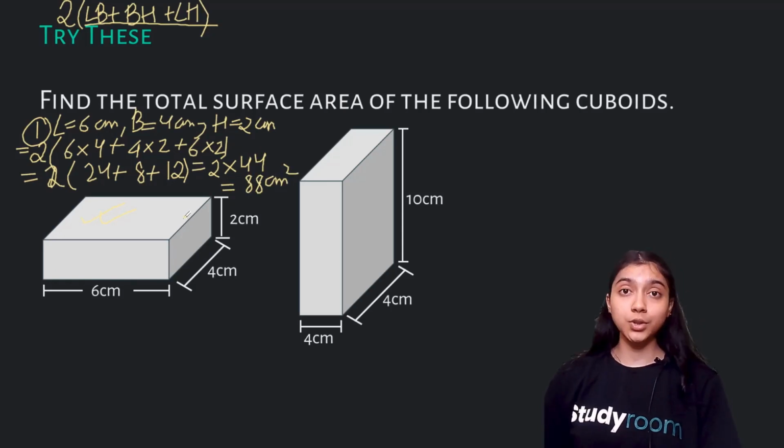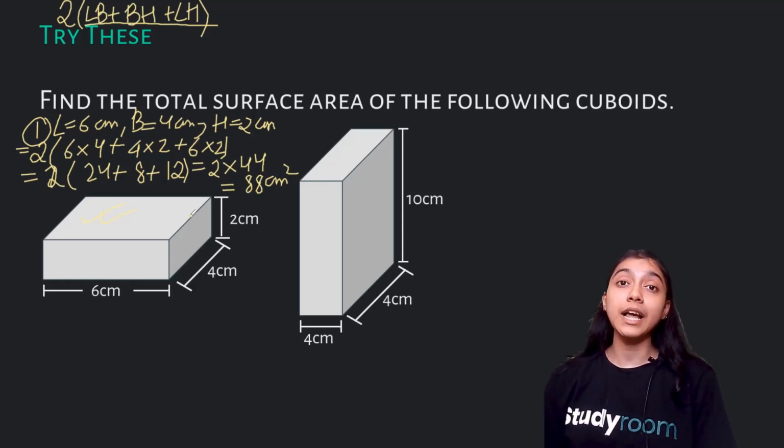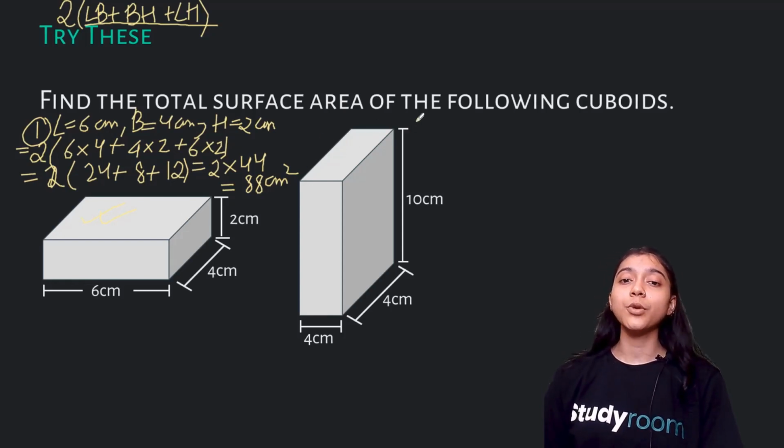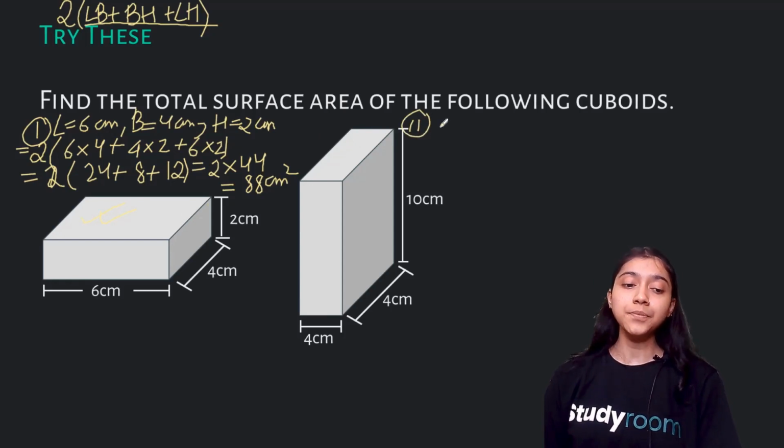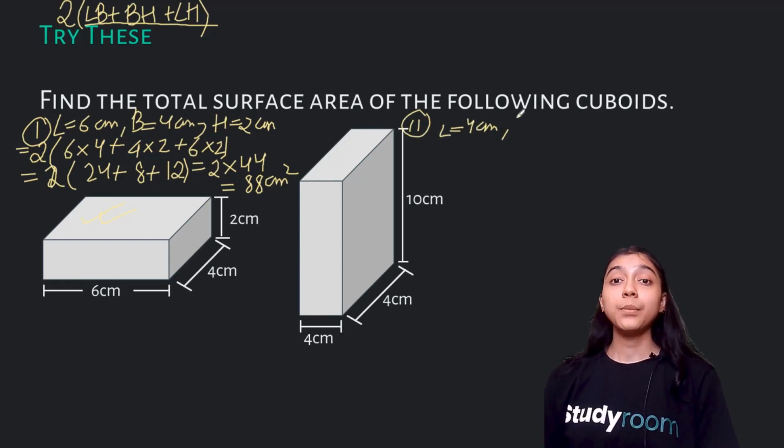Now we have another cuboid, and in a similar way we will be calculating the total surface area of this cuboid as well. In this cuboid the dimensions given to us are length is equal to 4 centimeters, breadth is again equal to 4 centimeters and height given to us is 10 centimeters.